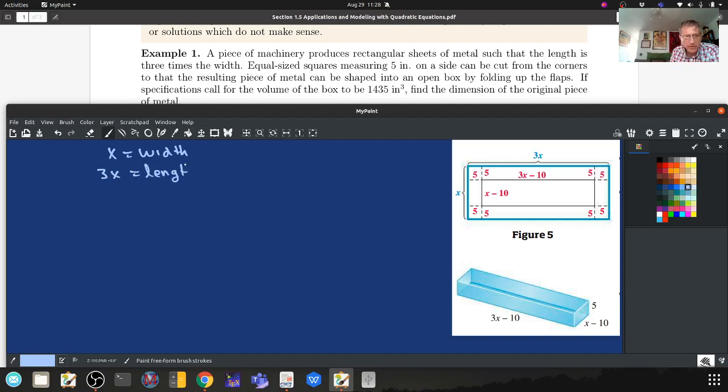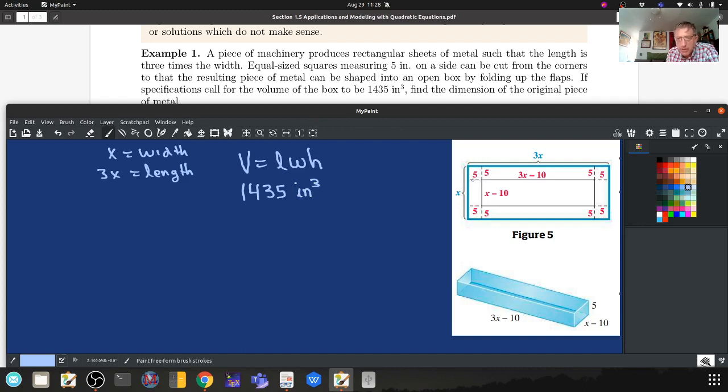And this is for the original piece of metal. And we know the volume is equal to length times width times height. So we have to find a height measurement. And we're also given that the volume is 1,435 cubic inches. So that's all going to be some important area.